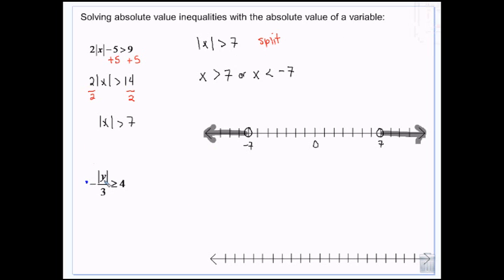Not fraction, division. So I'm going to multiply both sides by negative 3. And I get the absolute value of y. Now what happens when I multiply by negative? Is less than or equal to negative 12. Absolute value less than a negative. This is false, right? So there is no solution. Or you can write no solution. And you don't graph anything because there's nothing to graph.